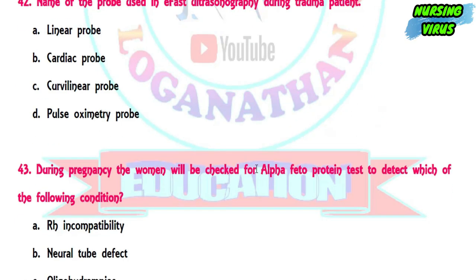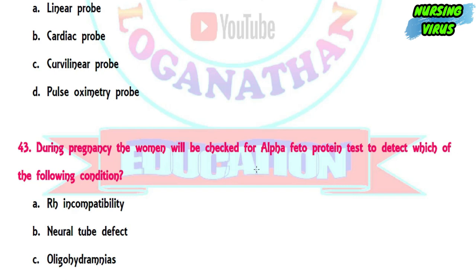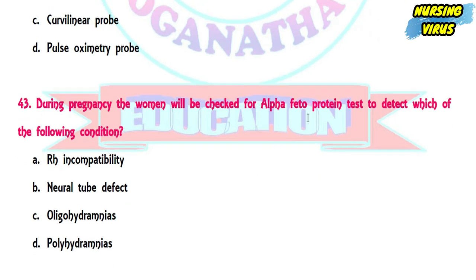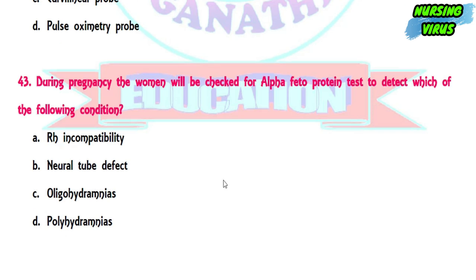So the next one, during pregnancy, the woman will be checked with the alpha fetoprotein test to detect which of the following conditions. The options are Rh incompatibility, neural tube defect, oligohydramnios and polyhydramnios. So alpha fetoprotein will always be checked to detect neural tube defect during the pregnancy period, which usually happens due to folic acid deficiency.